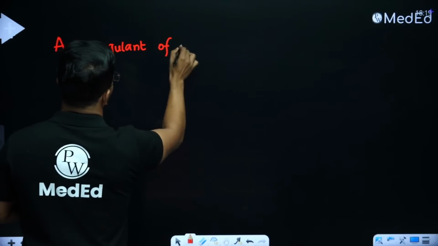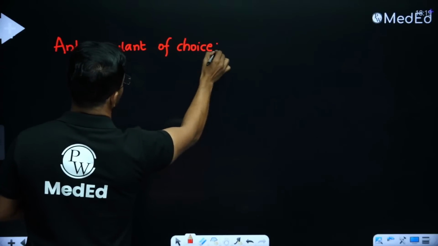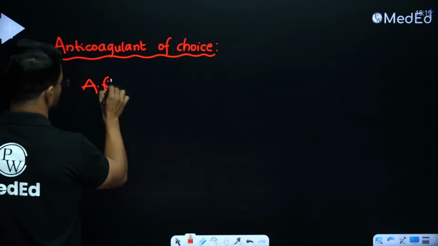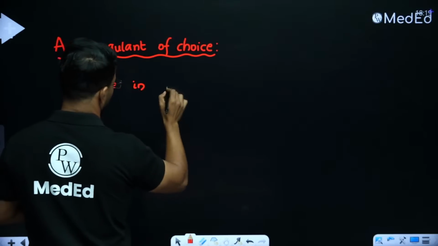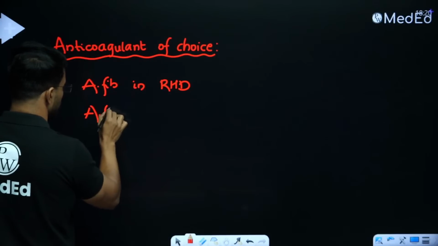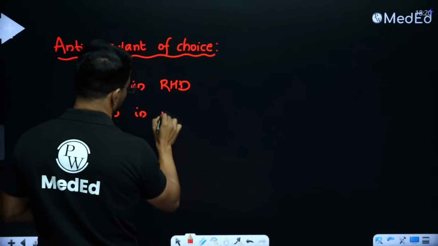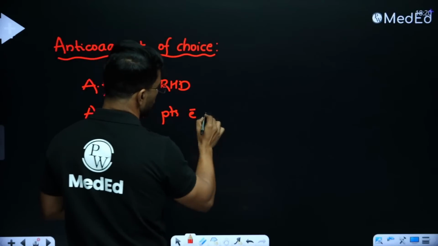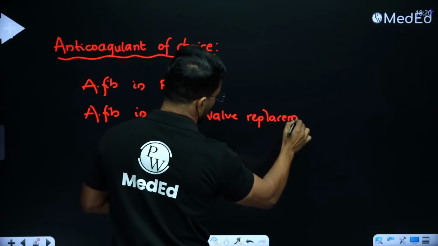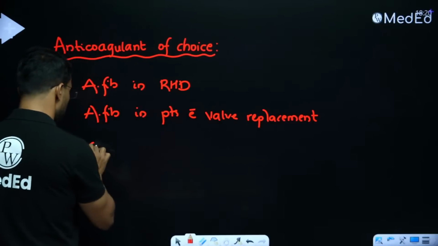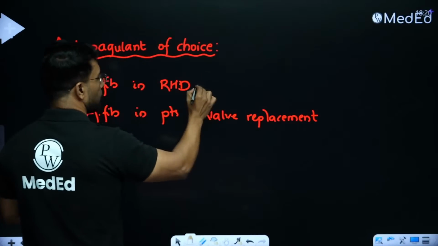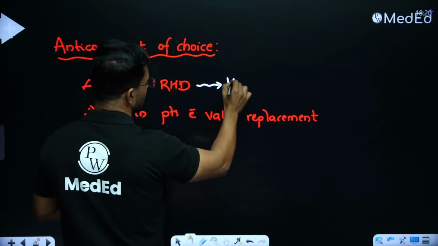So now please remember, the anticoagulant of choice. Okay, so if it is AFib in RHD, AFib in patients with valve replacement, and for all other patients. So if it is AFib in RHD patients and I need to start anticoagulation, it has to be warfarin.